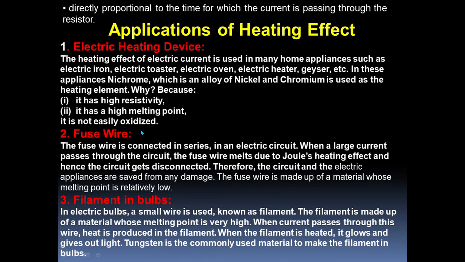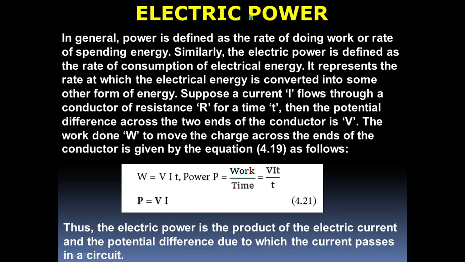The next definition is power. What is meant by power? Power is nothing but the rate of doing work or rate of spending energy. What is the formula for power? Power is equal to V into I, that means potential difference and current. So it is the product of the current and the potential difference due to which the current passes in a circuit.